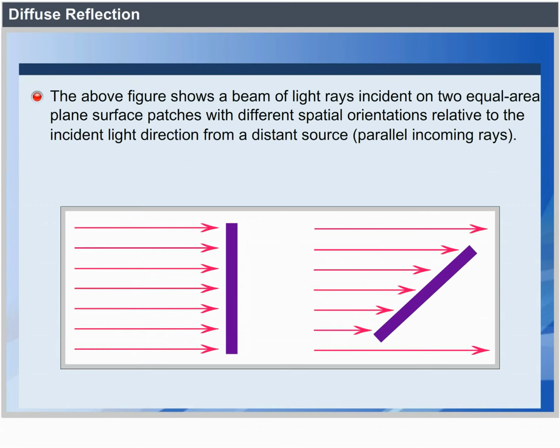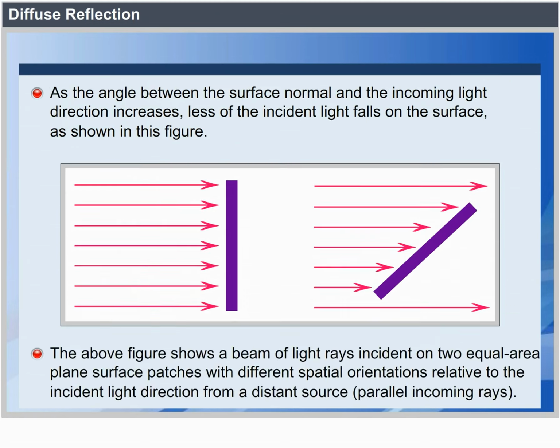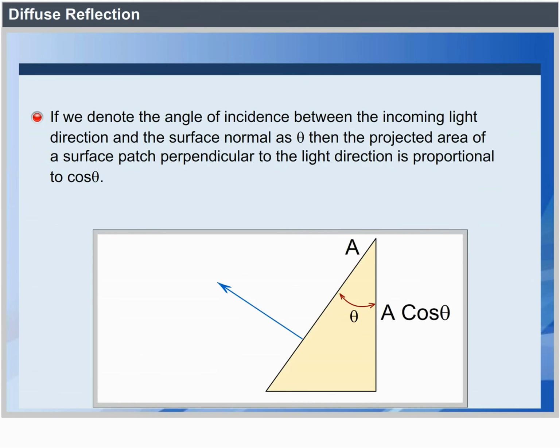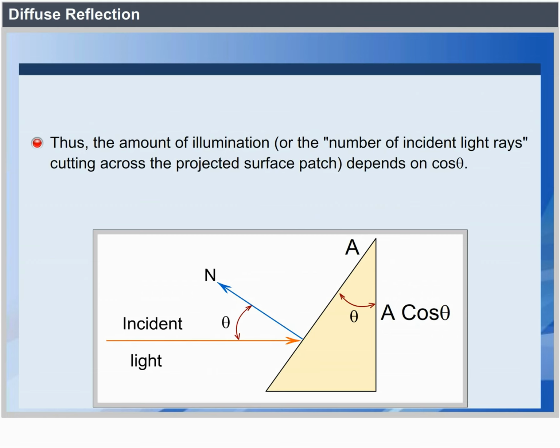The above figure shows a beam of light rays incident on two equal area plane surface patches with different spatial orientations relative to the incident light direction from a distant source, parallel incoming rays. If we denote the angle of incidence between the incoming light direction and the surface normal as theta, then the projected area of a surface patch perpendicular to the light direction is proportional to cos theta. Thus, the amount of illumination, or the number of incident light rays cutting across a projected surface patch, depends on cos theta.